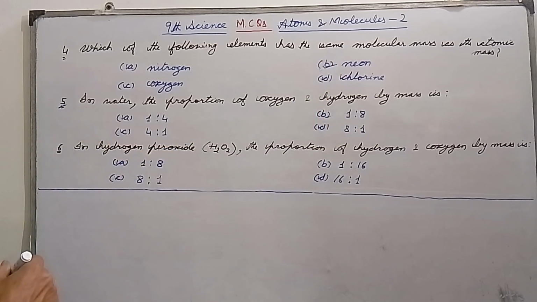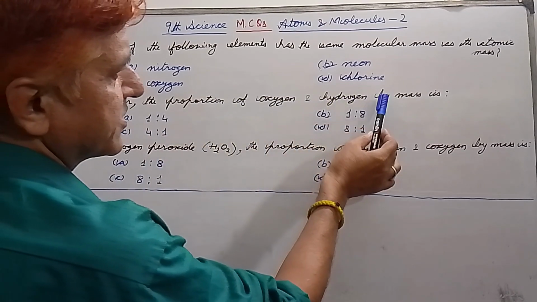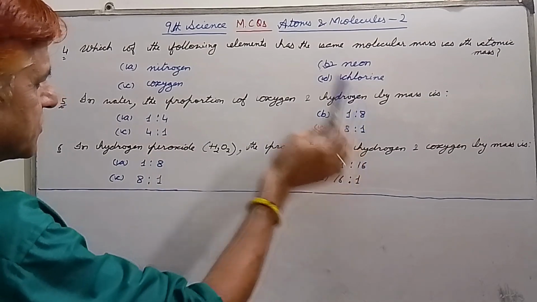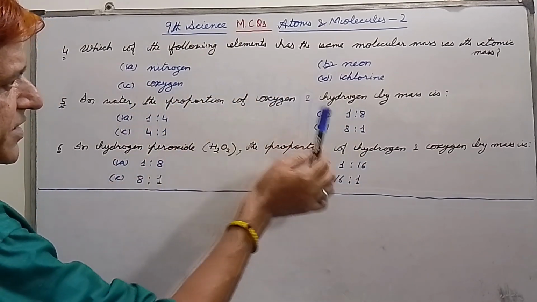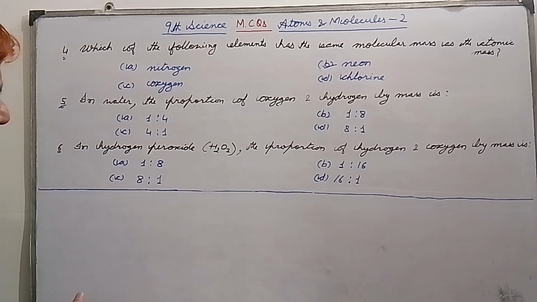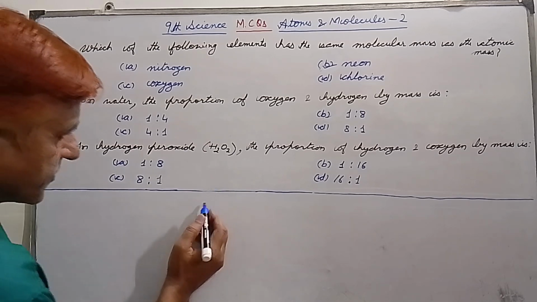In water, the proportion of oxygen and hydrogen by mass is: A, 1 is to 4; B, 1 is to 8; C, 4 is to 1; and D, 8 is to 1. So how to calculate this proportion?